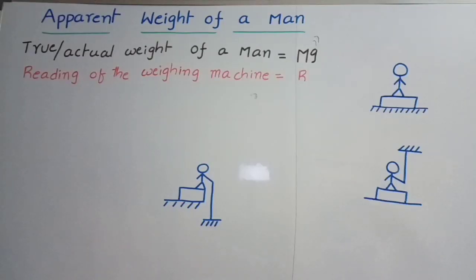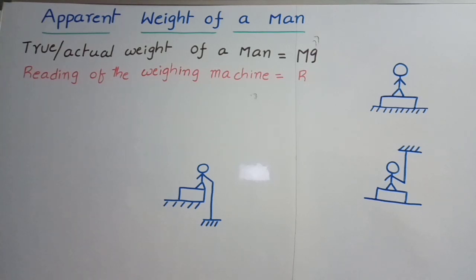Hi students, in this class we discuss the apparent weight of a man in different cases. Here the true or actual weight of the man is taken as capital Mg, where capital M is the mass of the man. His weight is capital Mg. The reading given by the weighing machine is taken as capital R. Here reading means nothing but the normal reaction exerted by the machine.